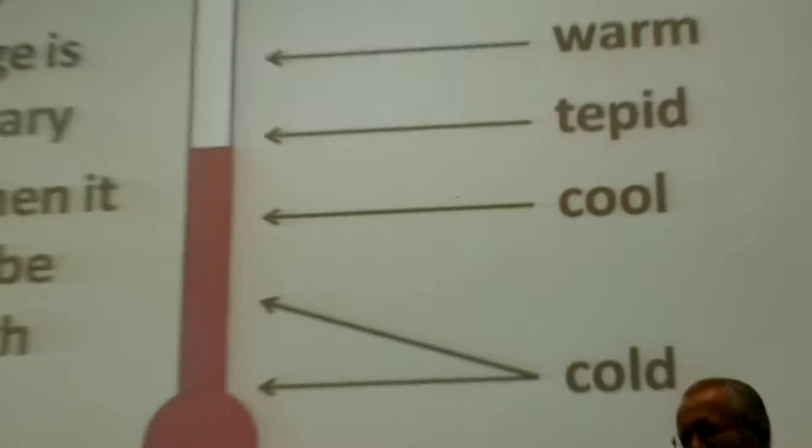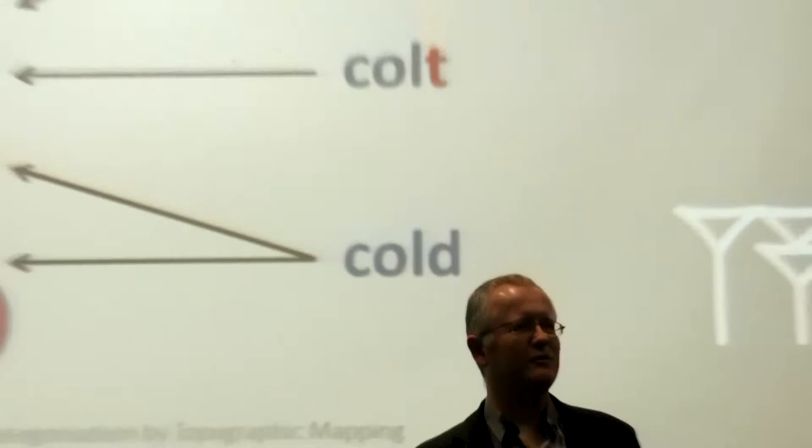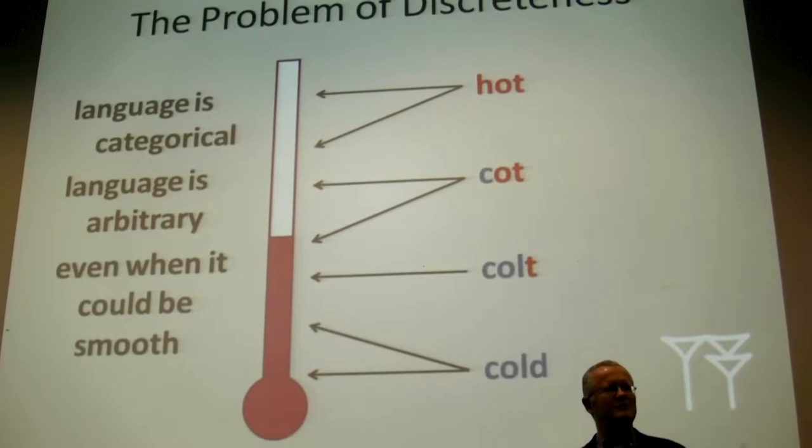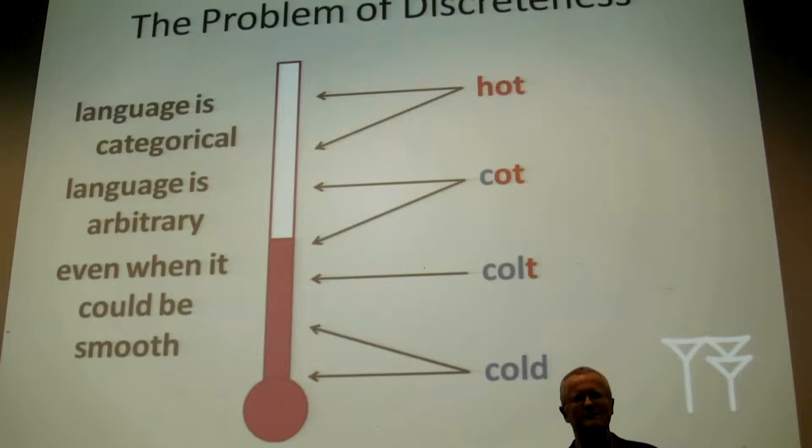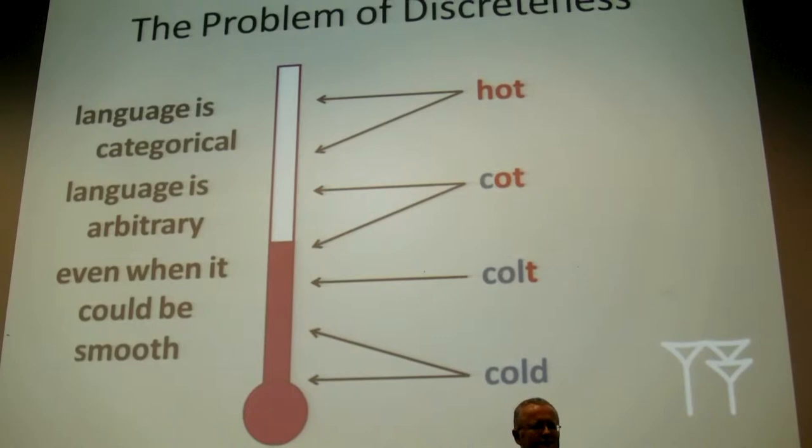So to give you an idea of what language could be like but isn't, and it's the problem that I'm addressing, language could be like this. We could have the word hot for hot things, cold for cold things, and if you want to say a little bit more hot than cold, we'd have cold. Go a bit further up the temperature scale, you have cot. And so that's kind of one level of decategorizing language in the way it's currently structured in the lexicon.